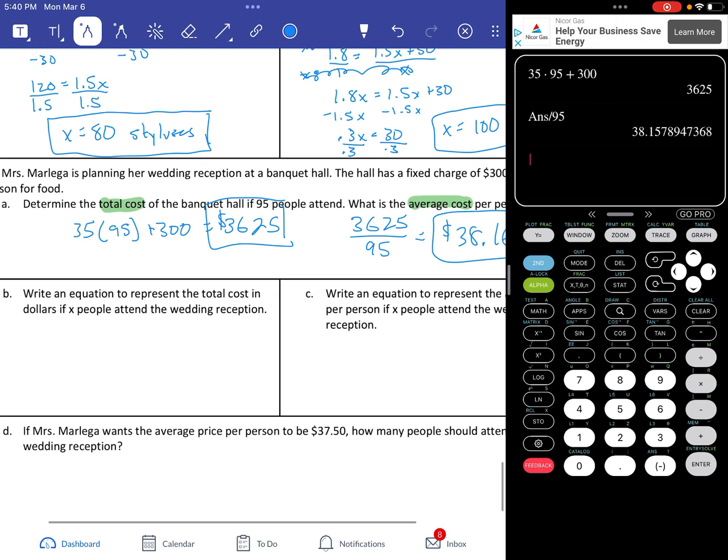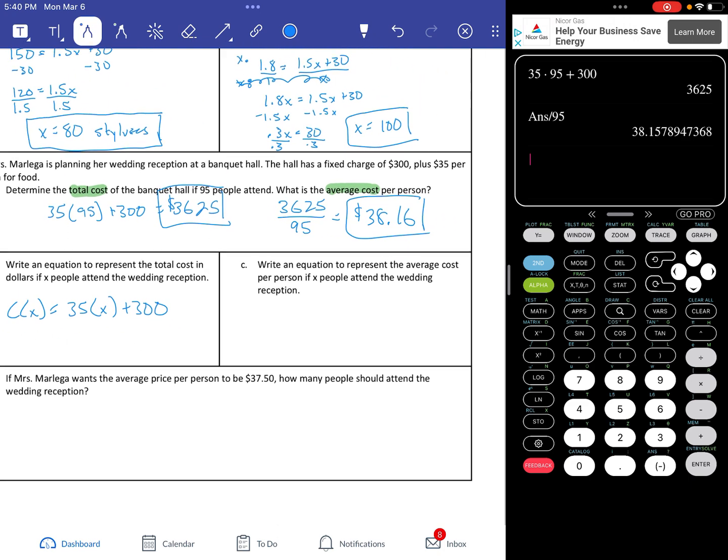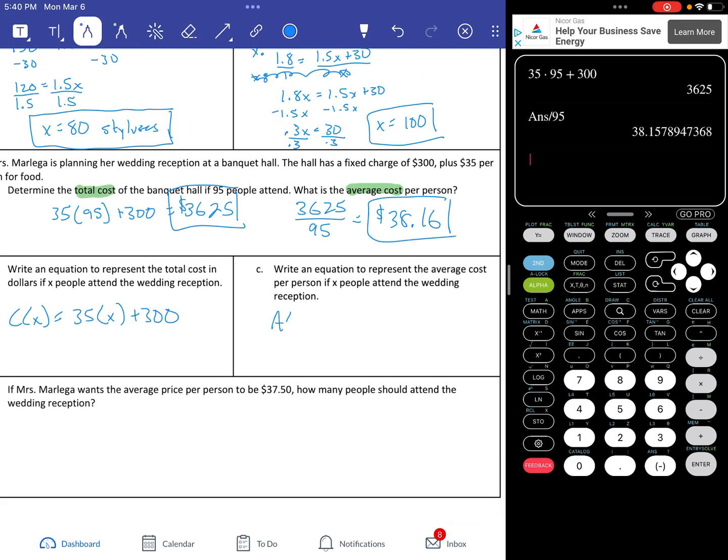Okay, like before, we're going to represent the equation for total cost with C of x is equal to the $35 per person, in this case x, plus 300. The average cost is A of x, which is the total cost, 35 times x plus 300, divided by the total number of people, which is x.